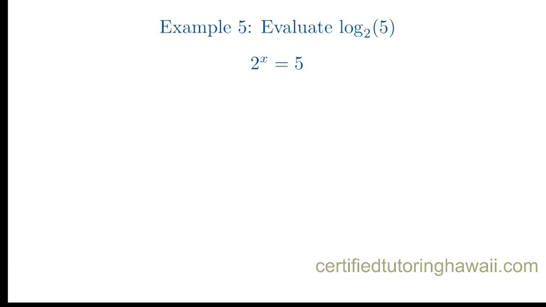This is where estimation and technology come in. For logarithms that don't have an exact integer value, you'll need to use a calculator. Using a calculator, you'd find that log base 2 of 5 is approximately 2.3219. The key takeaway here is to recognize when an exact solution is possible and when it's not.